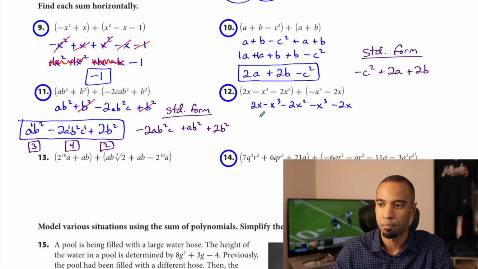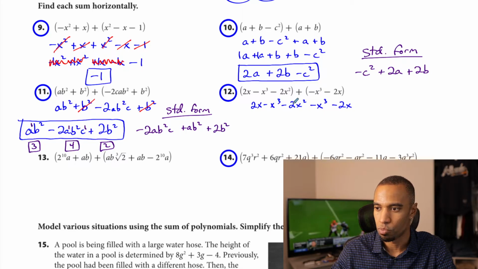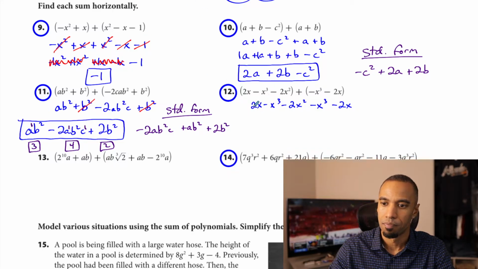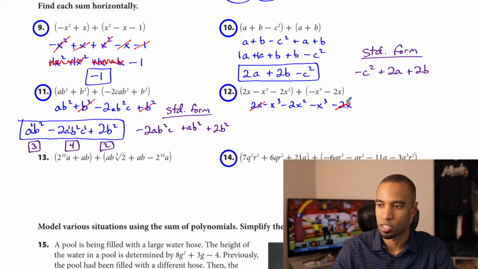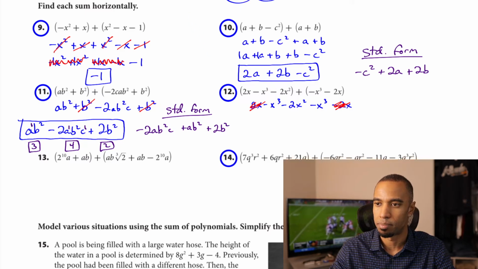Let's look at the 2x here. That 2x can combine with anything else that has just an x. X cubed, no. X squared, no. X cubed, no. 2x, yes. I got 2x minus 2x. Well, that's 0. So those will cancel out. 2x minus 2x is 0. Those are just gone. Wiped out.